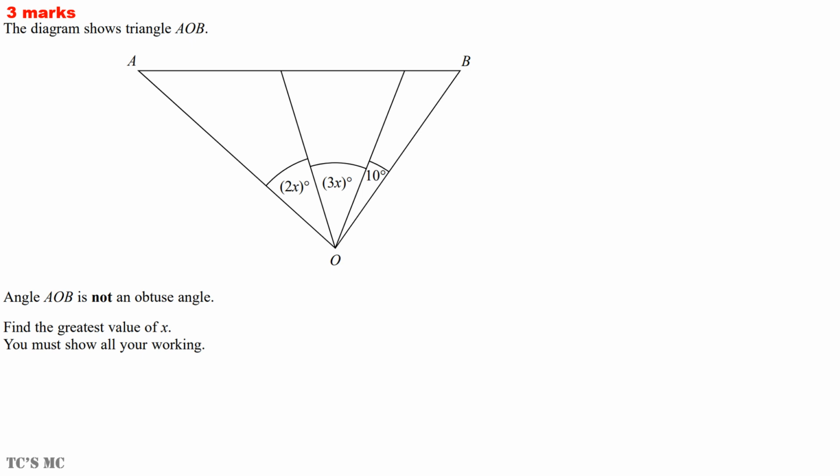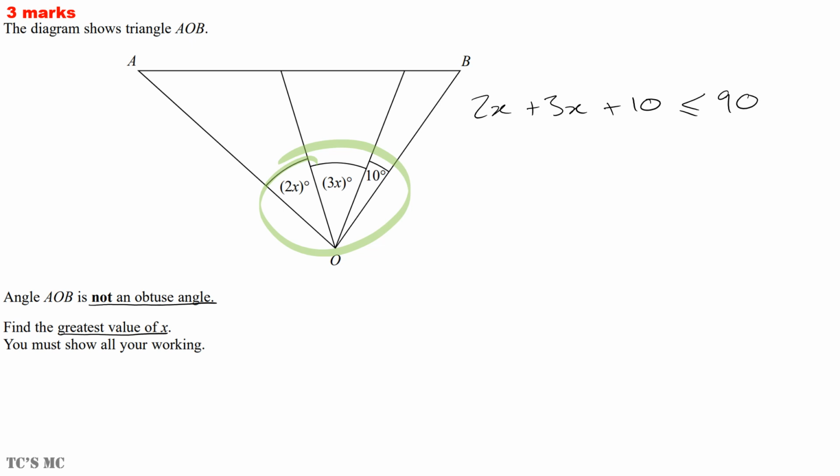The diagram shows triangle AOB. Angle AOB is not an obtuse angle. Find the greatest value of x. You must show all your working. Angle AOB is all of this. So all of that would mean 2x, add 3x, add 10. And because it is not an obtuse angle, it means it must be less than or equal to 90 degrees. Now we have 1 mark.